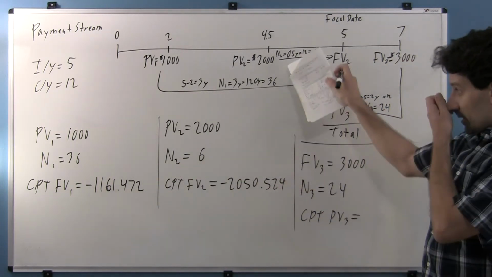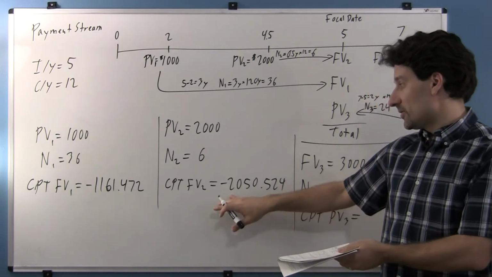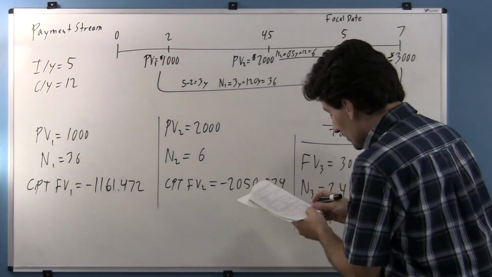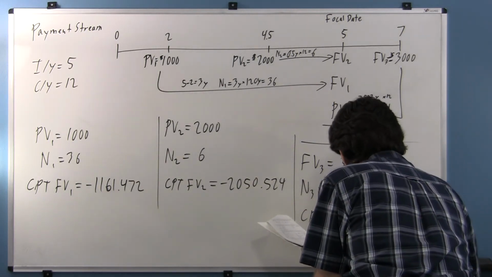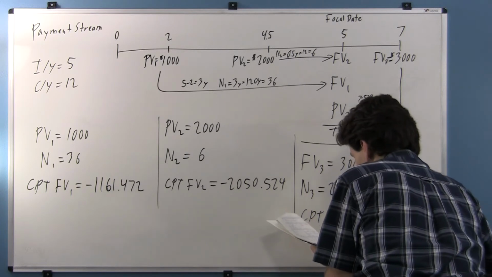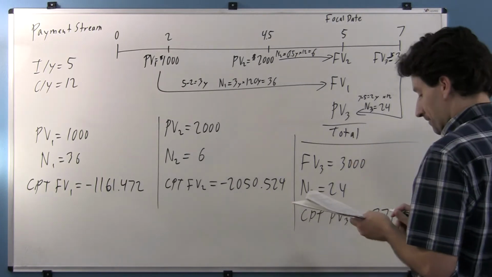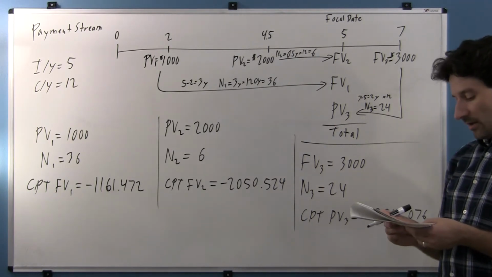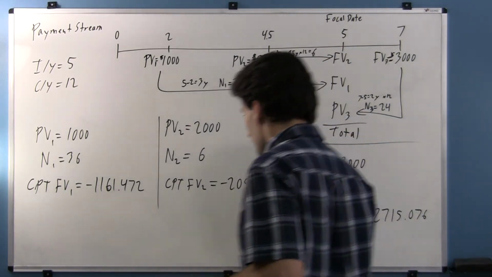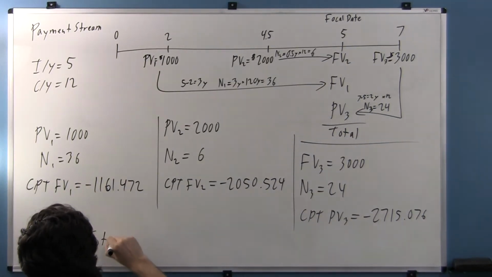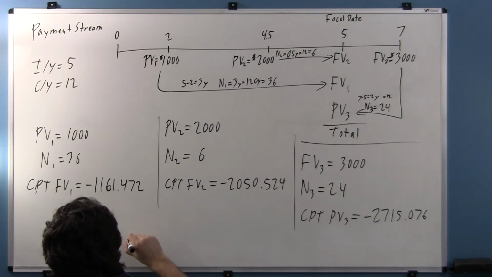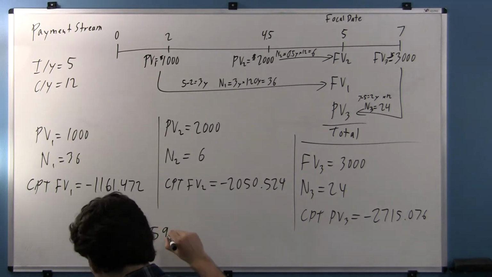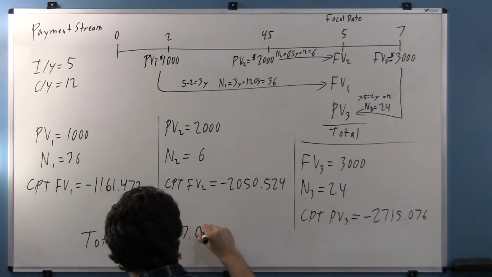We owed $2,000. Half a year later, we'll pay $2,050. We owe $3,000 at the end, but we're going to pay it early, so instead we will pay $2,715.076. So a little bit less than $3,000. And now we can just add them up. Total: we're just adding all three, we get 5927.07.